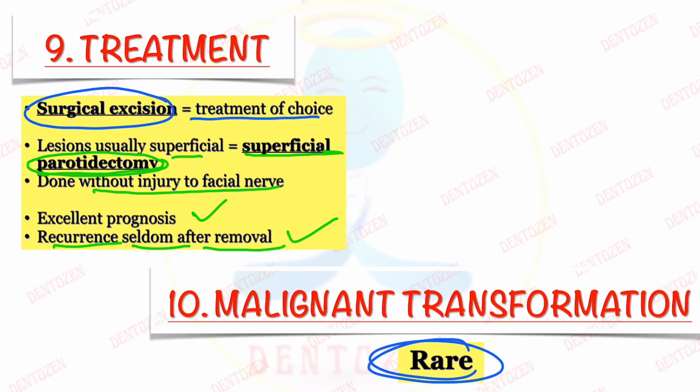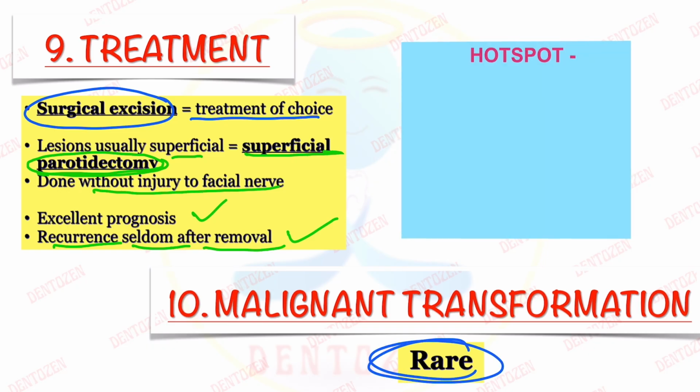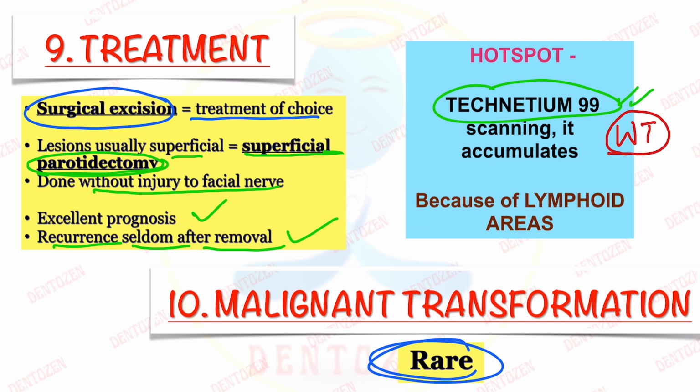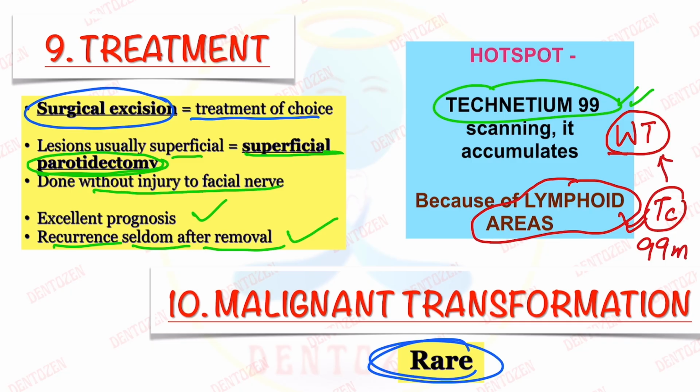Now, another exam question for the MDS entrance exam. What is a hotspot? Yes, what is a hotspot? So, when we do technetium 99 scanning, certain tumors take up this technetium 99, and Warthin tumor is one tumor which will take up this technetium 99, and it will accumulate inside the tumor. But why? Because Warthin's tumor has lymphoid areas, and these lymphoid areas take up technetium 99, and then the tumor will appear as a hotspot. So where do you see a hotspot? Which salivary gland tumor? It is the Warthin's tumor.